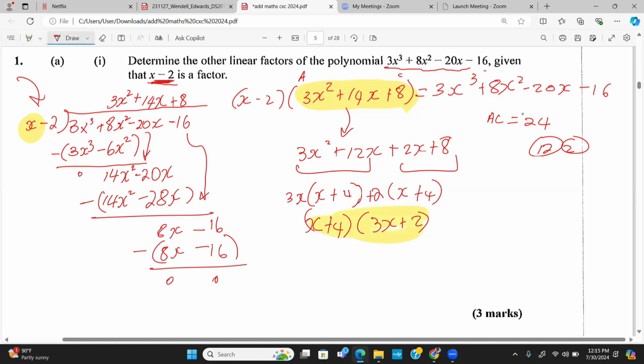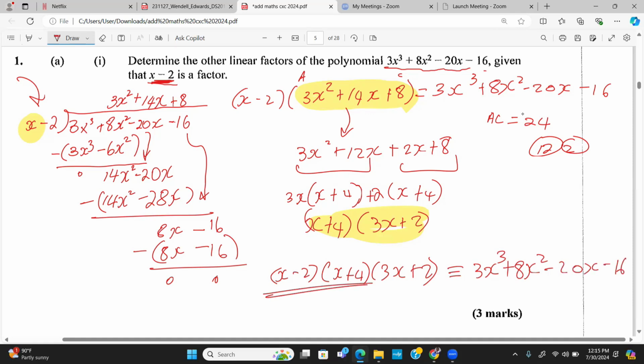So let us finalize what we really have. My linear factors are as follows. The one that they start us off with is x minus 2. We end up finding x plus 4 and 3x plus 2. And this is all equal to 3x to the third plus 8x squared minus 20x minus 16. So here are the linear factors.